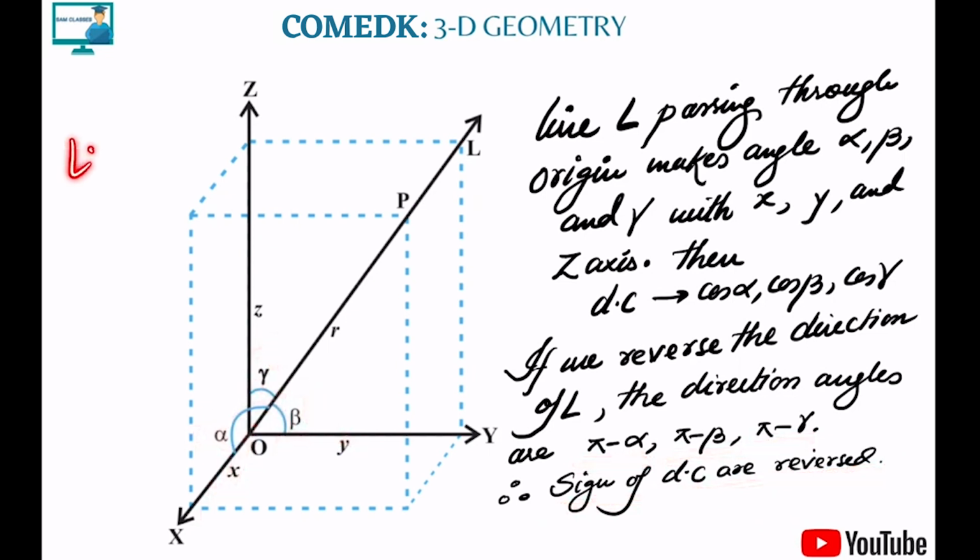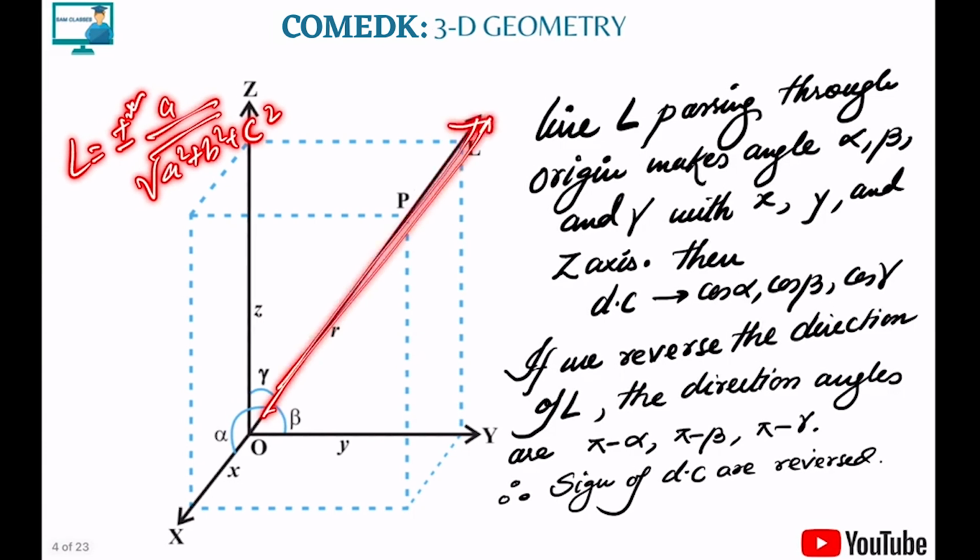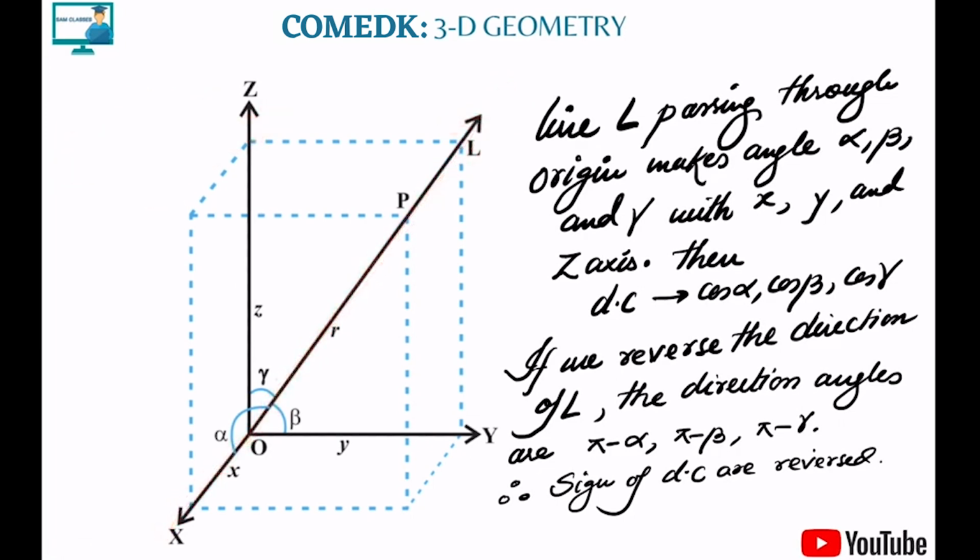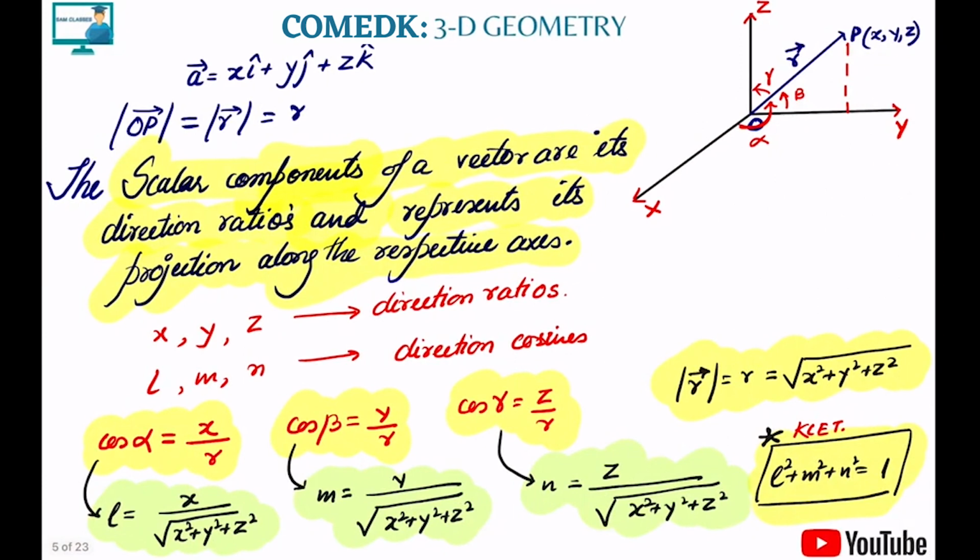When you write L is equal to plus minus of a by root under of a square plus b square plus c square, this plus is for the front line, and for the backward line we have the minus. That's it. I'm taking it very short, very crisp. Only what is required, I'm telling you. The rest of the story we won't go into much because we have very little time.